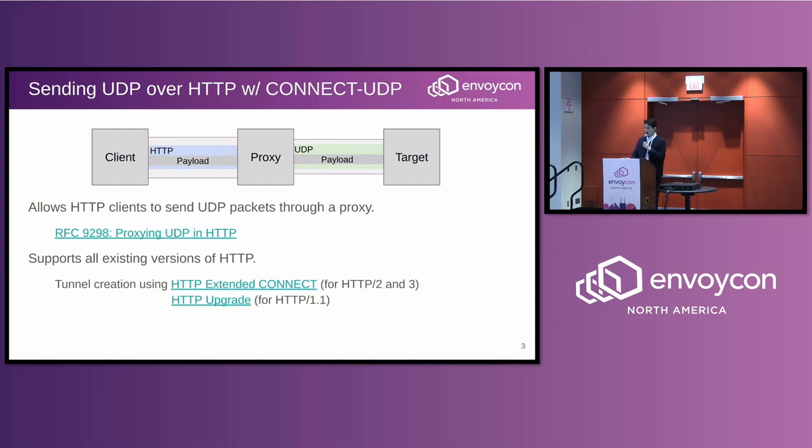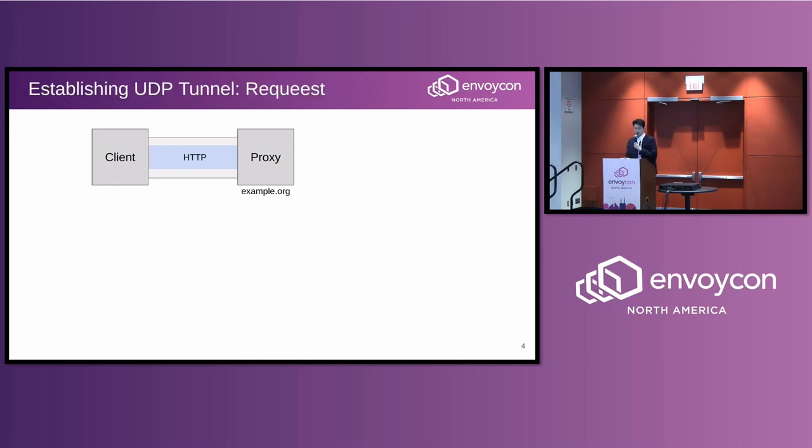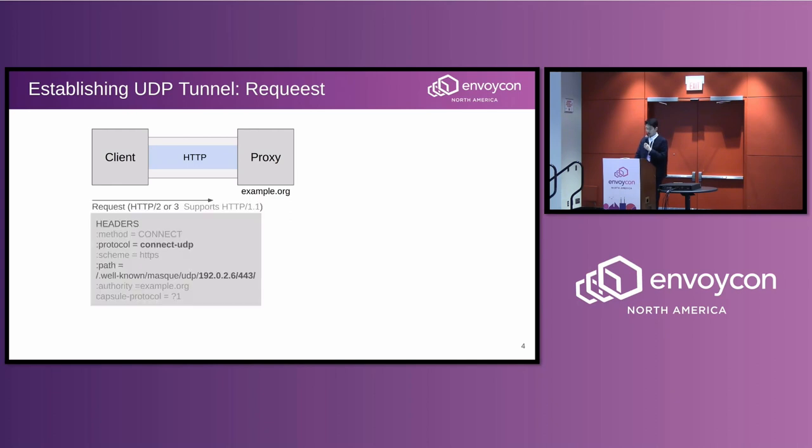I will show you how this works in more detail at the protocol level. So let's see how this works. To establish a new UDP tunnel, a client first needs to send a CONNECT-UDP request to a proxy in the following format. In HTTP/3, it's an extended CONNECT request, and this is how it looks. Let's focus on the protocol and path header fields now.